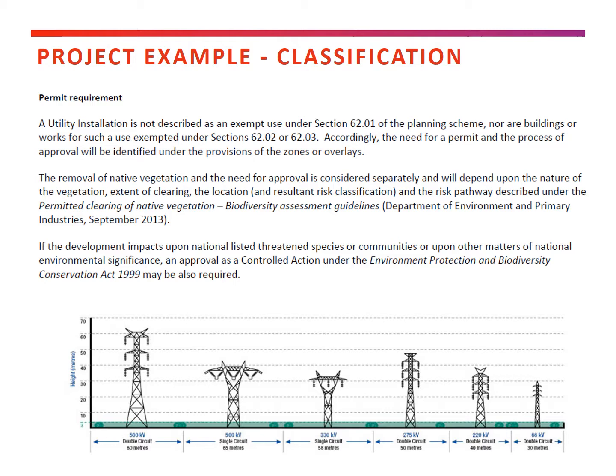So if the development impacts upon nationally listed species or communities, and there are some Victorian communities listed under the federal legislation, or other MNES, matters of national environmental significance, so this is Ramsar wetlands, migratory species, there's a whole list under that EPBC at the national level that make it a controlled action. So if you're interested in this and you haven't already done environmental impact assessment, we cover all of that in detail.